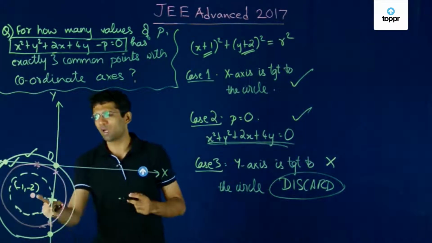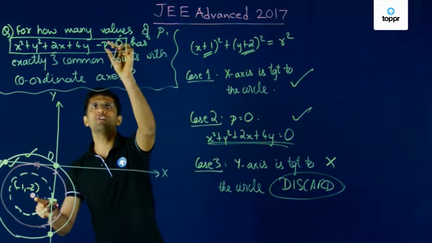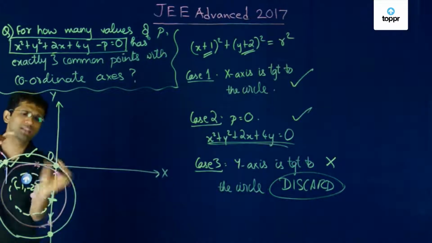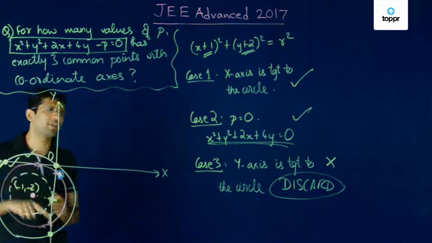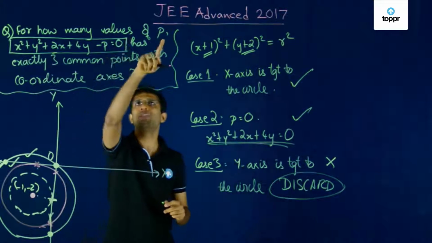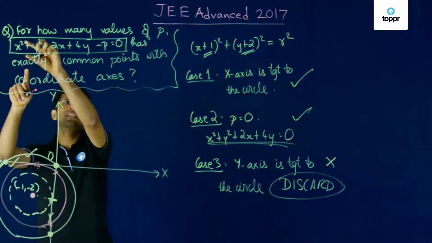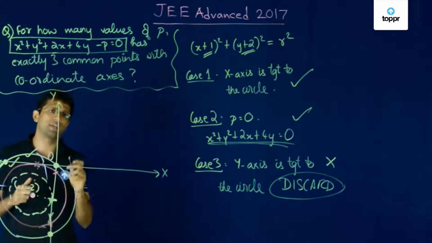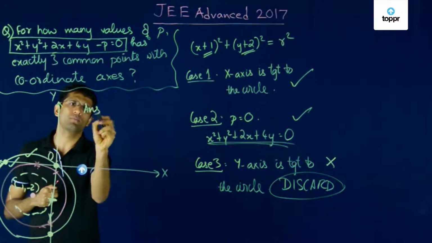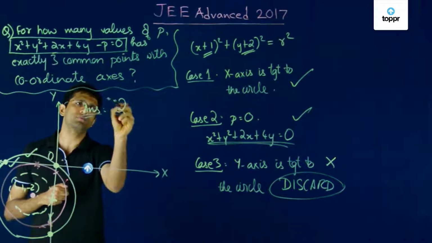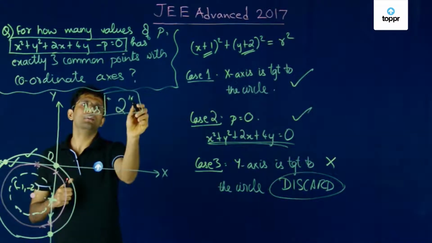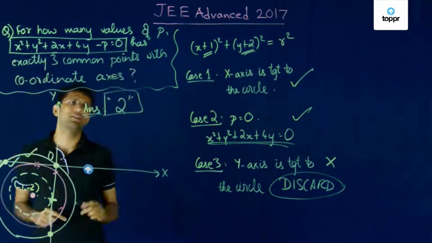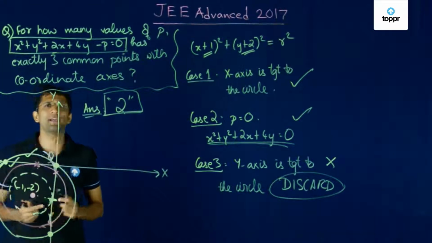And note that because the center is fixed for a certain value of p, we will just have one circle representing that value of p. And so we can say that the total number of values of p for which this circle has exactly 3 common points with the coordinate axis is equal to 2. So the answer is 2. There are exactly 2 values of p for which this condition is satisfied. So the number of values that p can take is equal to 2.